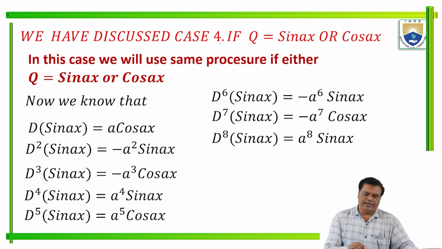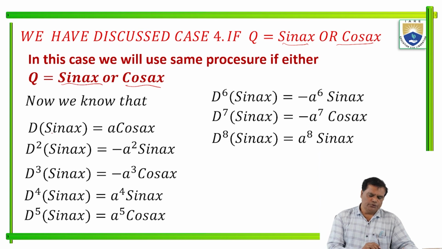We have discussed case 4 here: if Q is sin AX or cos AX, in the last lectures in detail, but here we are telling about this again. In this case we use the same procedure if Q equals sin AX or cos AX, because we find the same derivatives for sin and cos. So D of sin AX equals A cos AX.